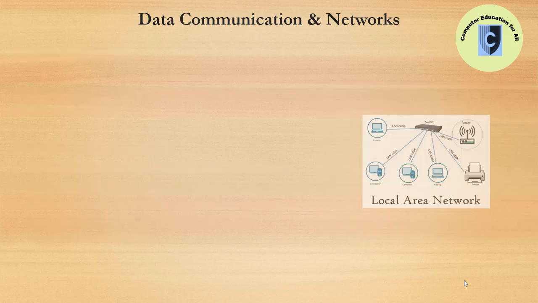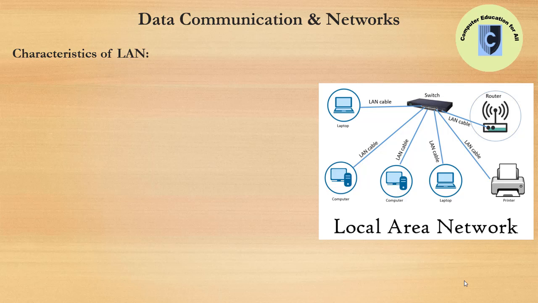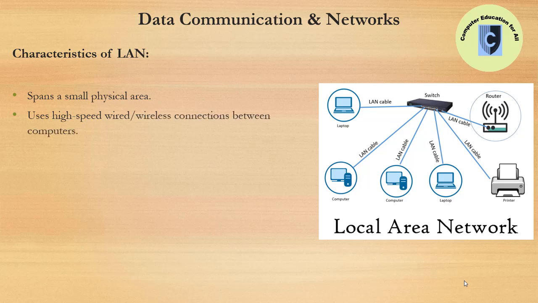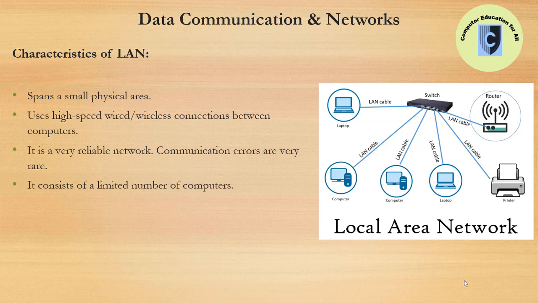1.57. Characteristics of LAN: spans a small physical area, uses high-speed wired/wireless connections between computers. It is a very reliable network. Communication errors are very rare. It consists of a limited number of computers.